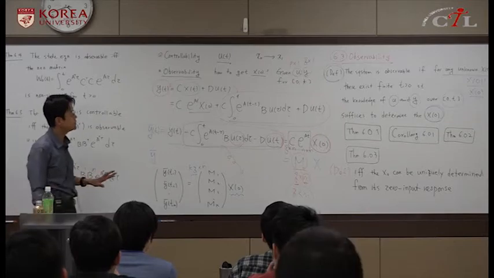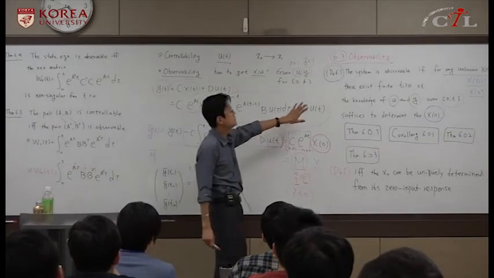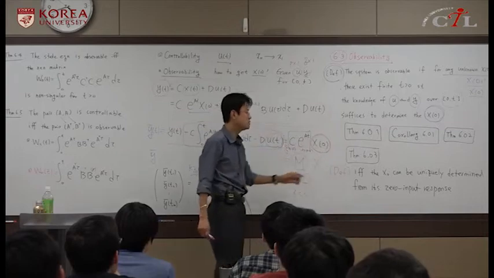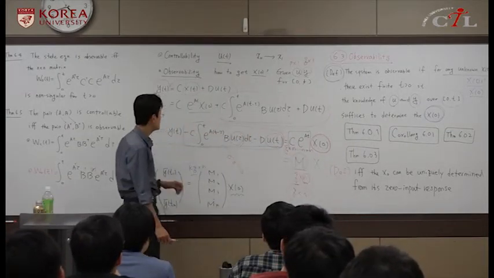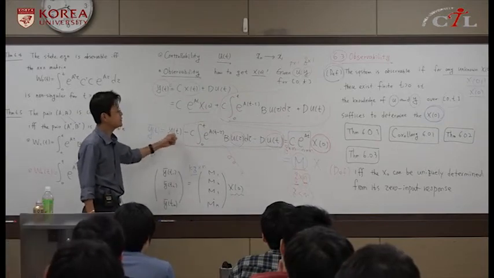So the system is observable. In this case, slightly changing, the system is observable if and only if x0 can be uniquely determined from the zero input response.